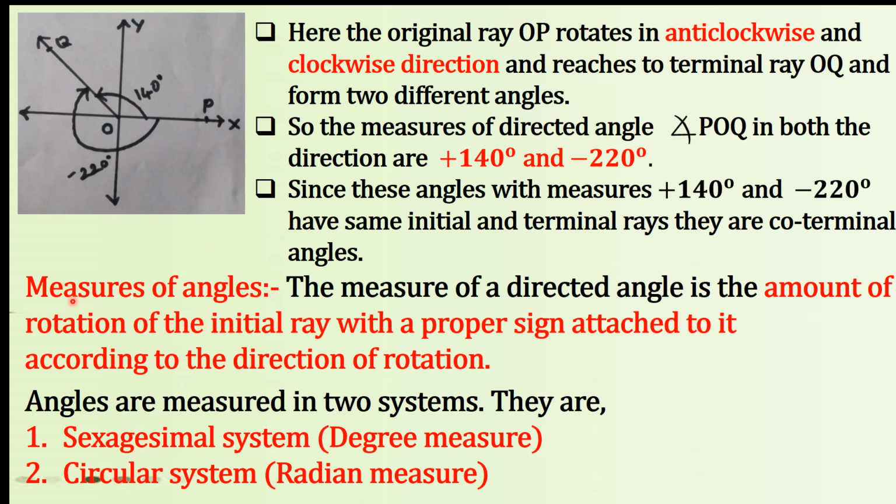Now, measures of angles. Measure of an angle means the amount of rotation of the initial ray with a proper sign attached to it according to the direction of the rotation. That is, amount of rotation with a sign. If it is in the clockwise direction, we will consider it a negative angle, and if it is anti-clockwise, then we will consider it a positive angle. Now there are two different systems for measuring the angle. They are the sexagesimal system or degree measure, and the circular system or radian measure.